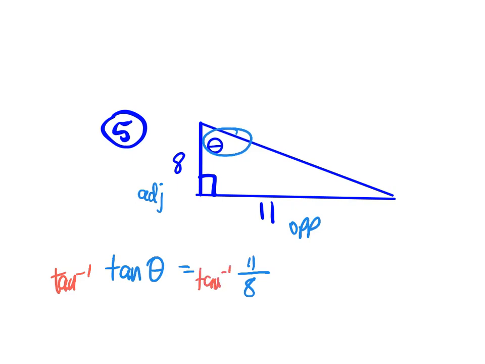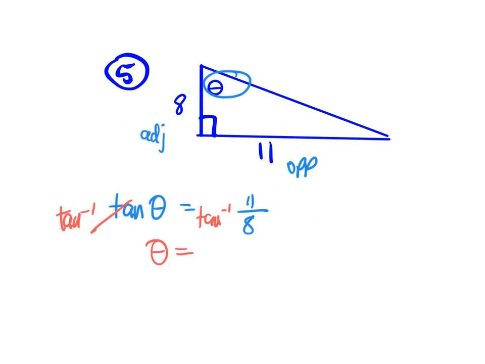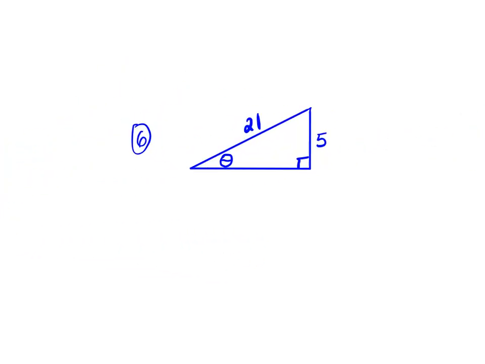What you do to one side, you do to the other. So you have theta equals, and you would just put second tangent, 11 divided by 8 in your calculator. That's what we get. And I get that theta is about 53.97 degrees. Remember, we should be in degrees because we're finding the angle measure in degrees.